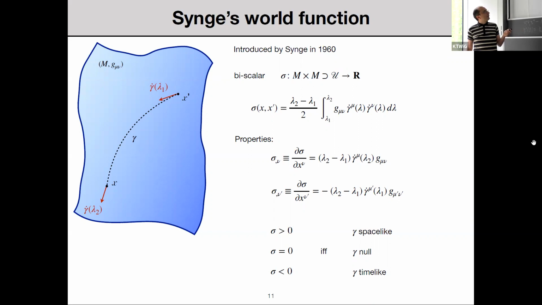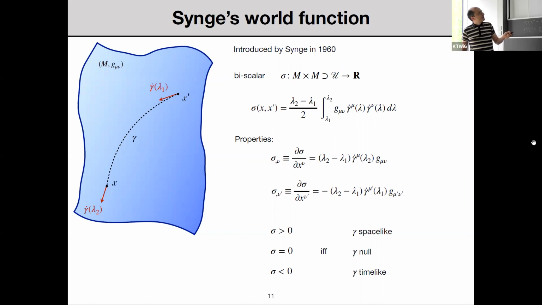So Synge's world function is a very useful gadget. It's basically a biscalar, so a function which takes 2 points in the given manifold, let's say in a neighborhood in the product manifold, and it has real values. It's most easily defined in the local convex neighborhood where there is only one geodesic through a given pair of points. If there is more, then there is a bit of ambiguity here. So let's assume that there is only one geodesic passing through each pair of points.